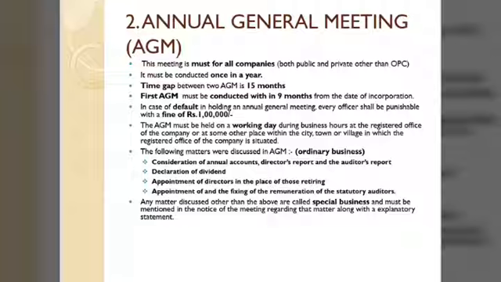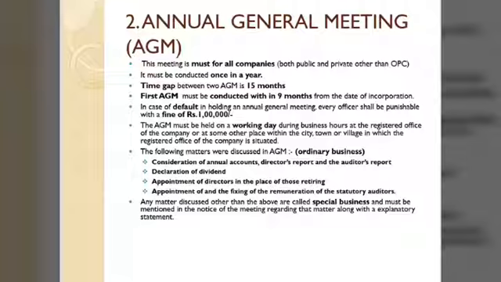Four ordinary matters were discussed. The ordinary matters were the consideration of the annual accounts, director report and auditor report, declaration of dividend, appointment of directors in the place of those retiring, and appointment of auditors and fixing their remuneration. These four are the ordinary matters, and they are called ordinary business.